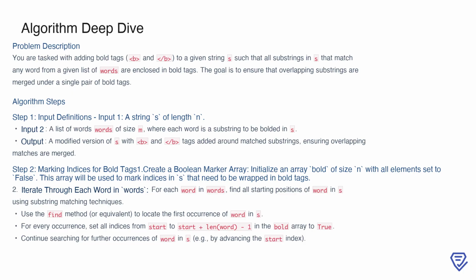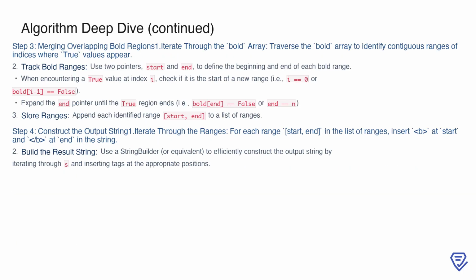To achieve this, the first step is to mark the indices of the string s that need to be bolded. We initialize a Boolean array called bold, of the same size as s, with all values set to false. This array will help us track which parts of the string should be bolded. Next, for each word in the list words, we look for all occurrences of that word in s. Using methods like find, we identify the starting index of each match and update the bold array to mark the corresponding range of indices as true. This ensures that all matching substrings are flagged for bolding, including cases where there are multiple or overlapping occurrences of a word. Once we have marked the relevant indices in the bold array, the next step is to merge any overlapping or contiguous regions.